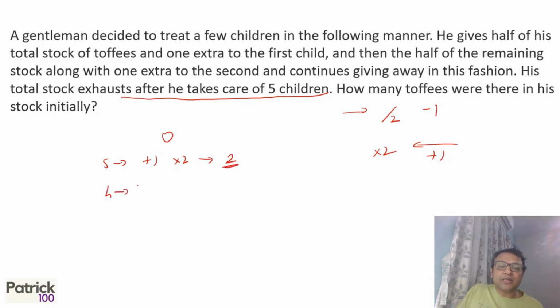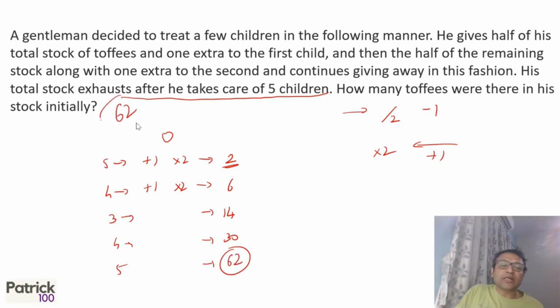If we take the 4th person, we add 1 and multiply by 2, you get 6. 2 plus 1, 3, 3 twos are 6. 3rd person, 14, because 6 plus 1, 7, 2 sevens are 14. 14 plus 1, 15, double 30. And 30 plus 1, double, will give you 62. So you get the answer 62 chocolates.